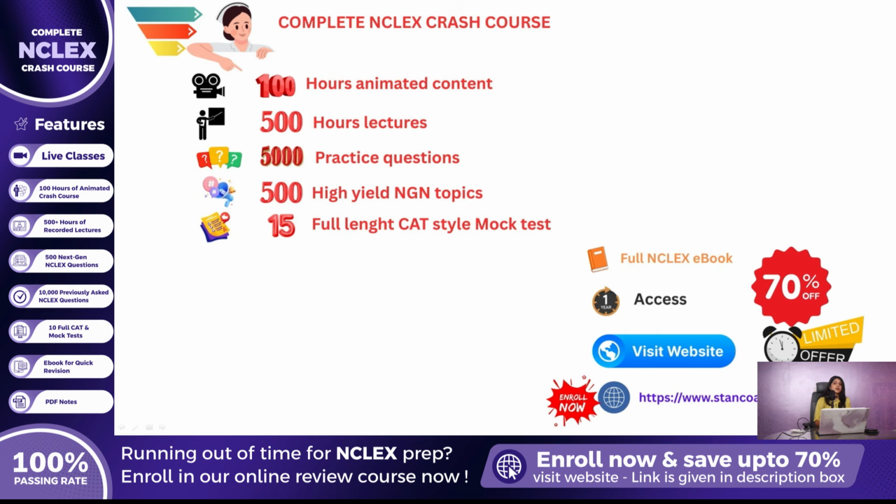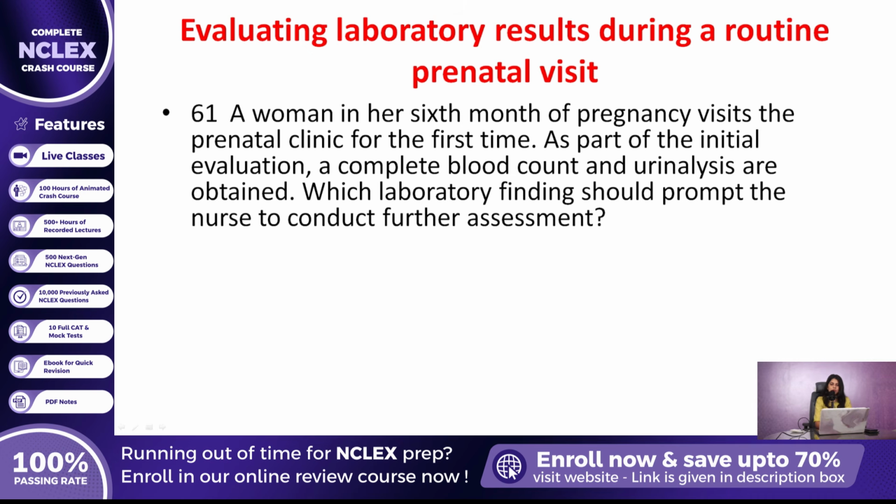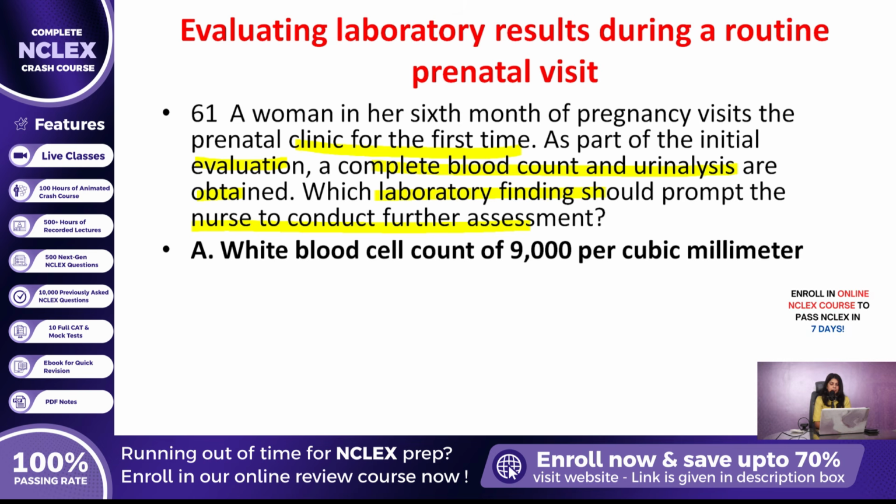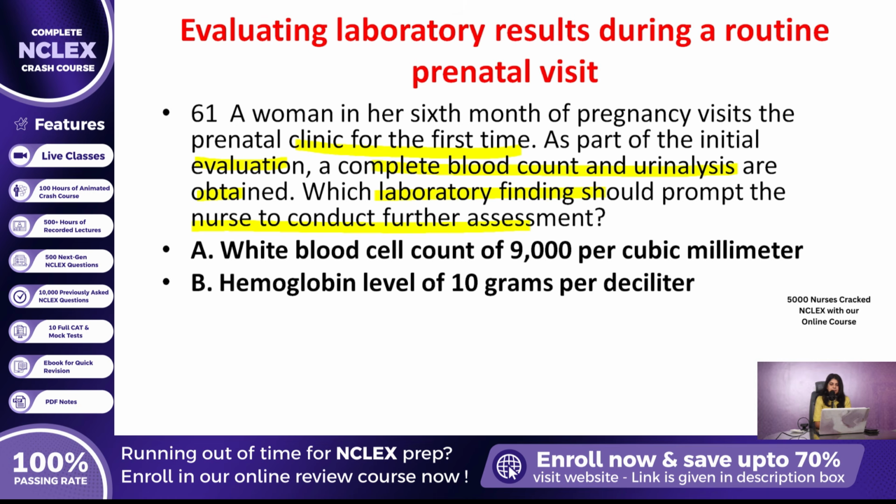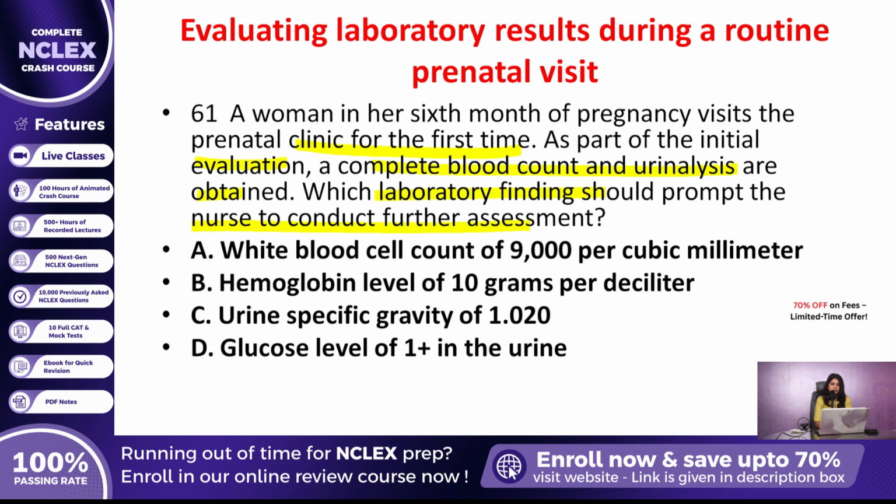Let us now take a closer look at question number 61, which focuses on evaluating laboratory results during a routine prenatal visit. The scenario reads, a woman in her 6th month of pregnancy visits the prenatal clinic for the first time. As part of the initial evaluation, a complete blood count and urinalysis are obtained. Which laboratory findings should prompt the nurse to conduct further assessment? The options are A. White blood cell count of 9,000 per cubic millimeter. B. Hemoglobin level of 10 grams per deciliter. C. Urine-specific gravity of 1.020. D. Glucose level of 1+ in the urine.